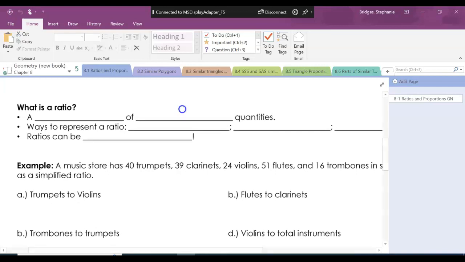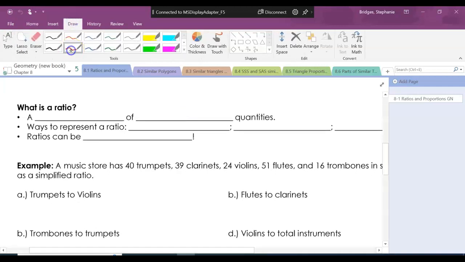All right, so we're going to start by defining a ratio. A ratio is a comparison of two numbers, two quantities, okay? A comparison of two numbers or two quantities. There are several different ways that we can write a ratio. I'll tell you which way I prefer. It doesn't mean you have to do it that way. It's just that's the way I usually do it.